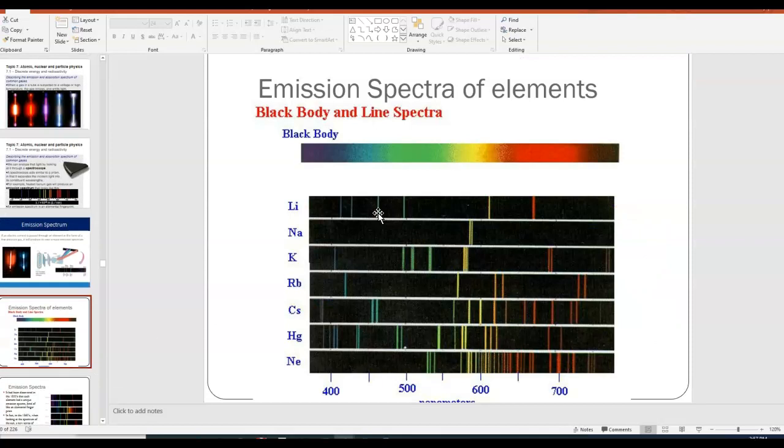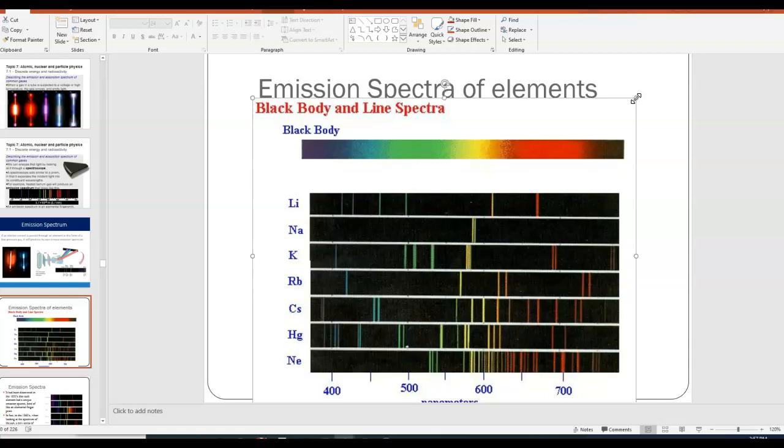Now, again, when I say a unique set of lines, here is just an example of emission spectral lines for different elements. We have lithium, sodium, potassium, rubidium, cesium, helium, neon. Each element on the periodic table has a unique set of emission spectrum lines. In fact, if you're ever in my classroom again, take a look at the periodic table I have at the front of my classroom.